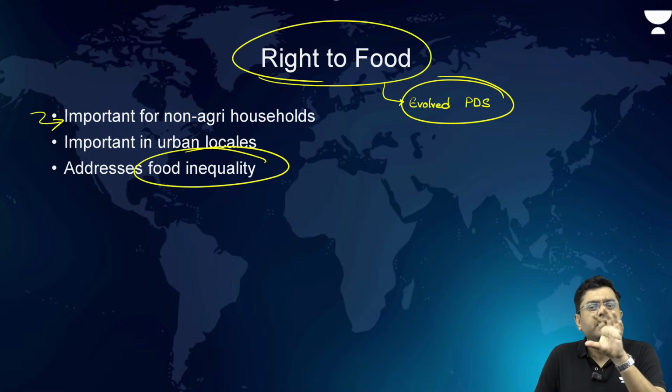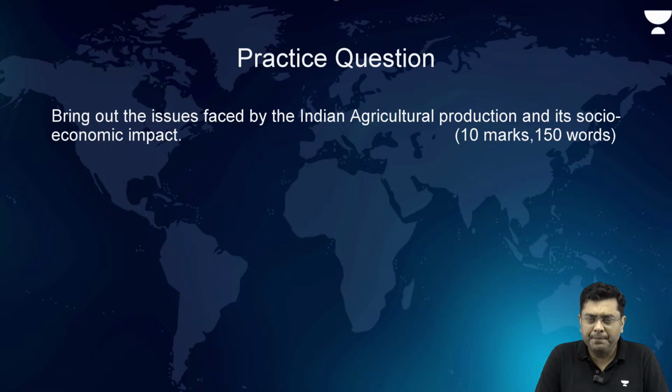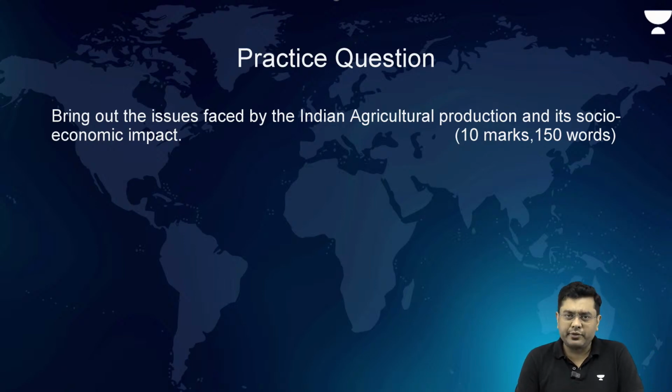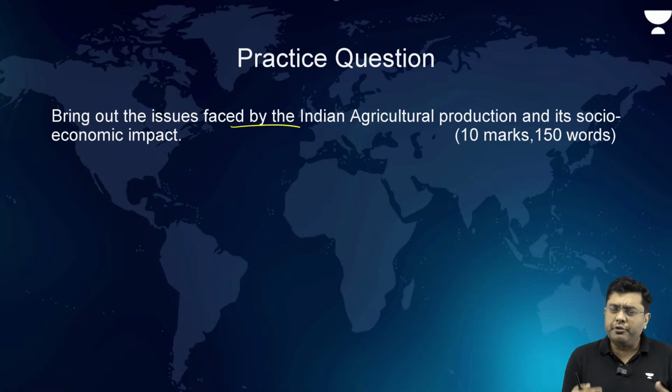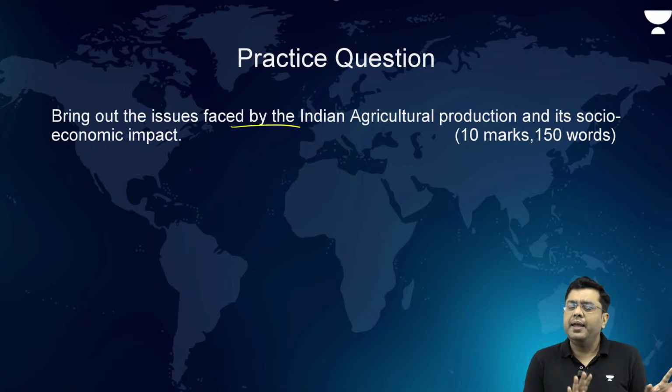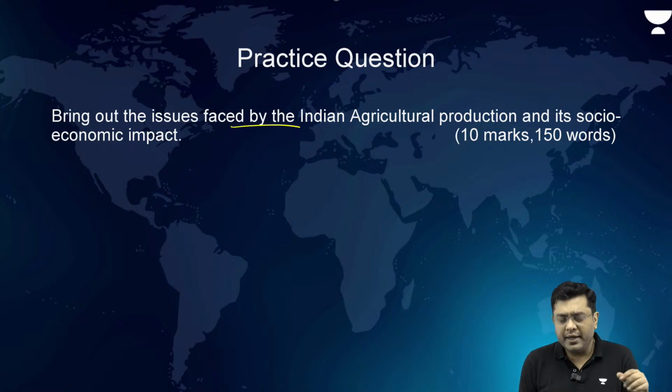Then after that, the right to food, how it is an important weapon to provide availability of food sufficiency. Okay, now let us take a look at another practice question and how to write an answer. Bring out the issues faced by the Indian agricultural system or production and its socio-economic impact. Now, this is an often repeated question and topic in the mains examination, even in GS, and even in the optional portion when you deal with an optional such as geography. This is an area which is repeated quite significantly.